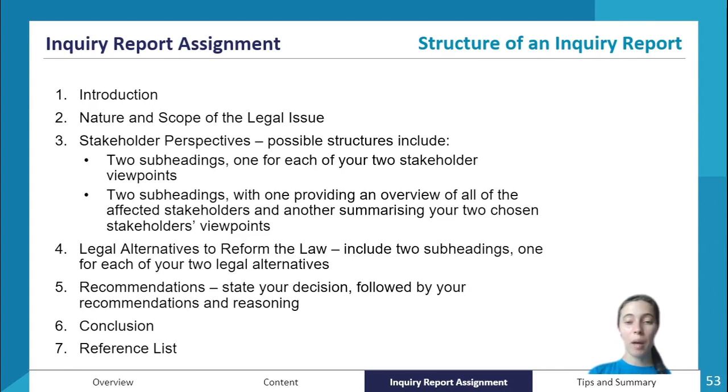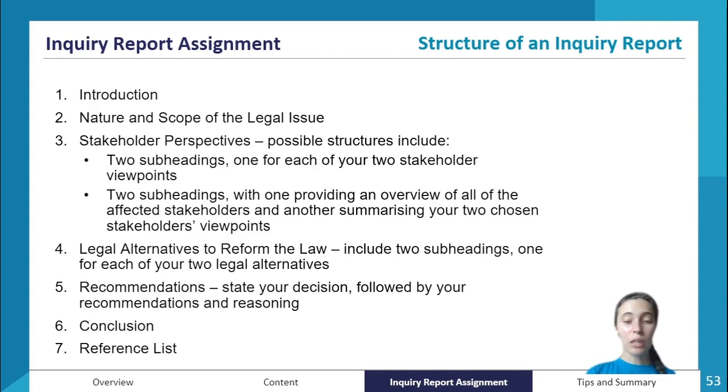Now, there can be a couple of structures here. You could have two subheadings, one for each of your two stakeholder viewpoints. So you'll be needing to look at two stakeholders in particular. Or you could have two subheadings. The first one could provide an overview of all of the affected stakeholders, and another could then summarize your two chosen stakeholders and their viewpoints.